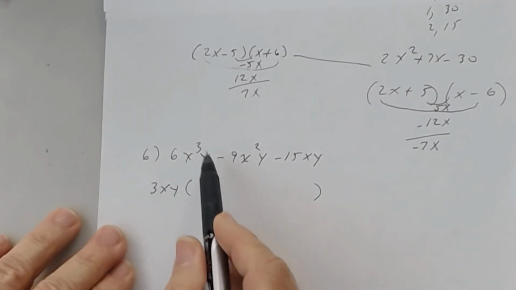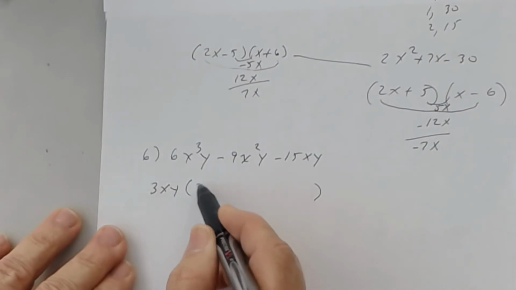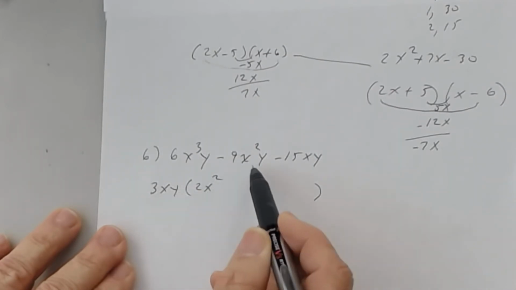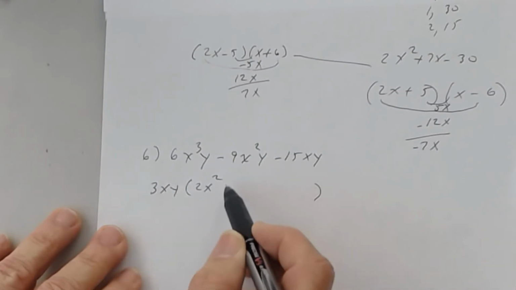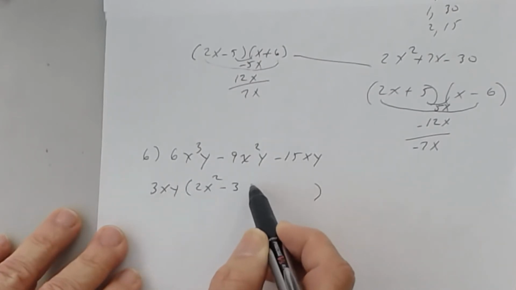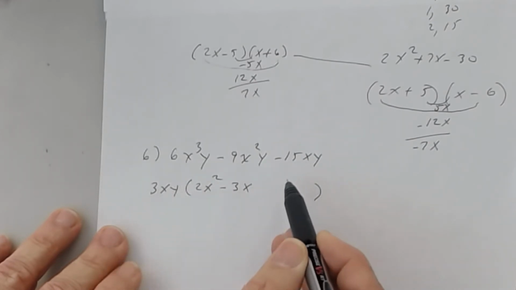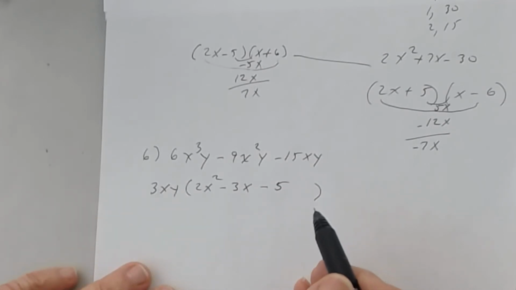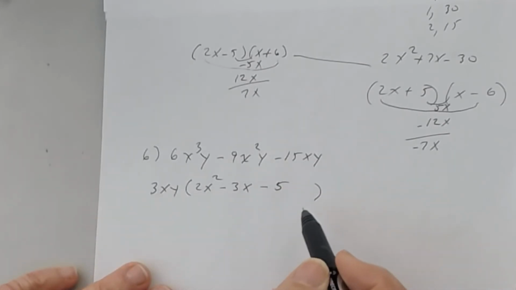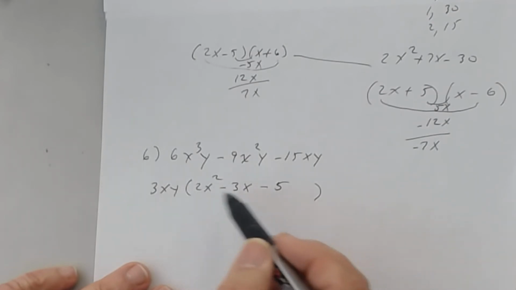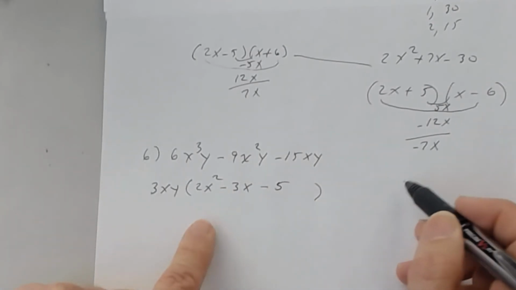3xy times what is 6x cubed y? 2x squared. 3xy times what is a negative 9x squared y? Negative 3x. And then 3xy times what is a negative 15xy? Negative 5. All right, so that's where I'm at. Am I done? No. Remember, in that parentheses, you still have that trinomial, so you want to go off to the side.